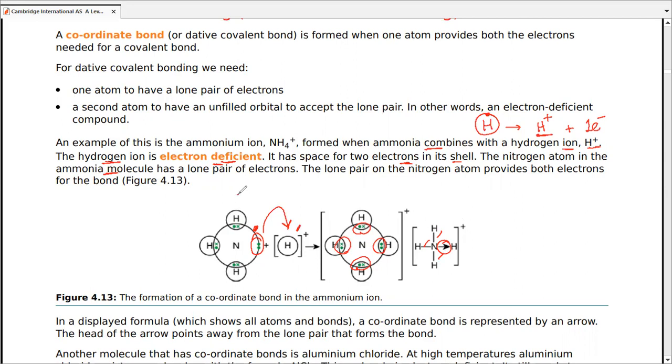Since something neutral, with no charge, combines with something that has a plus one oxidation state, it results in something that has a plus one oxidation state in total. All right. So the charges have to be balanced apart from the fact that they are forming a new bond. Make sense?